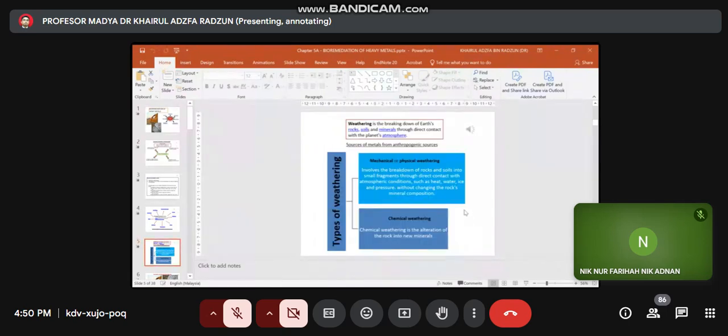And then we talk about weathering, as I mentioned earlier in the second or third slide. Weathering is the breaking down of earth rock. It could be rock, soils, or minerals through direct contact with the planet's atmosphere. These are the sources of metals from natural weathering.